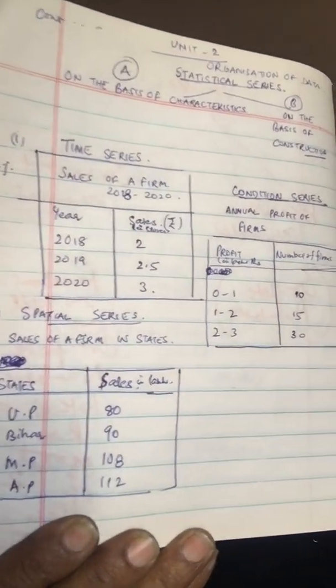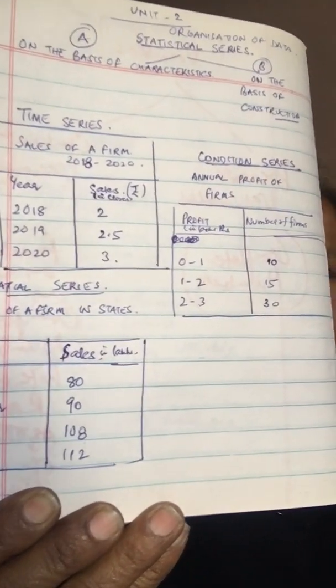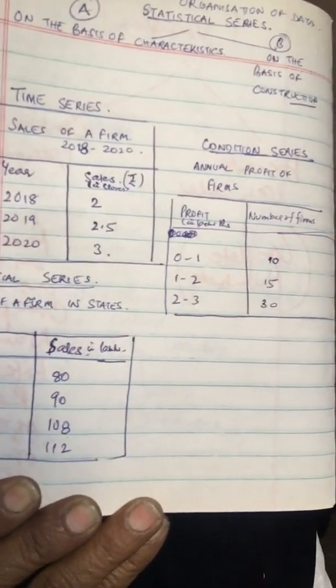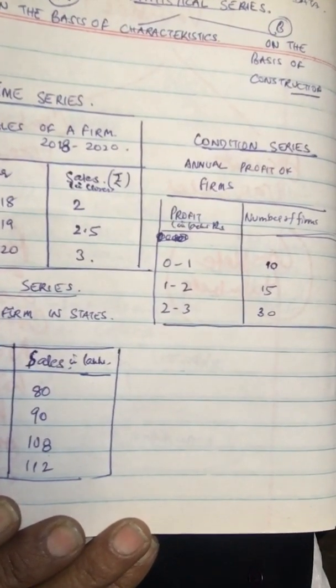Okay, so just for a little recap. In the last class we talked about characteristics such as time, place, and condition. So in this we are going to talk about the basis of construction, that is individual, discrete, and continuous series. So let me just tell you what is on the basis of construction. What is individual series? It is when the data which is collected, when we list them singly in some serial order, ascending order, descending order, whatever. So that becomes what is known as an individual series.